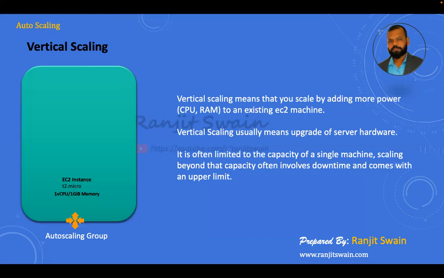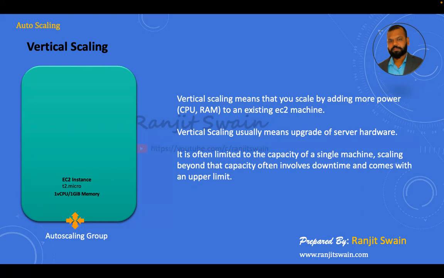Now, in the case of vertical scaling, what happens when you need to add more power to your existing EC2 machines? If you want to add more CPUs or RAM or storage to the existing EC2 machine, then you can go with vertical scaling. Vertical scaling usually means an upgrade of server hardware. It is often limited to the capacity of a single machine. Scaling beyond that capacity often involves downtime and comes with an upper limit. So there is a limit on the capacity of a single machine.